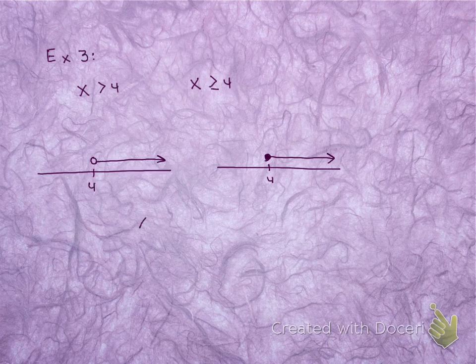Now we could do the same thing with, let's say, x is less than 5, x is less than or equal to 5, and then we'll also graph x is not equal to 5. And that is an interesting graph. Okay, so I'm kind of off center. So we're going to start the first graph over here. This is x is less than 5.